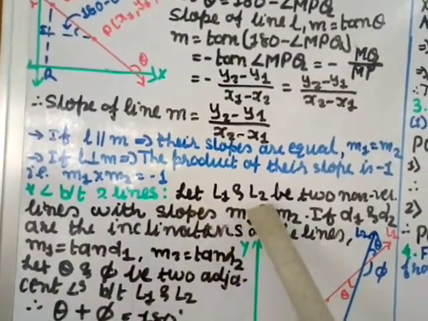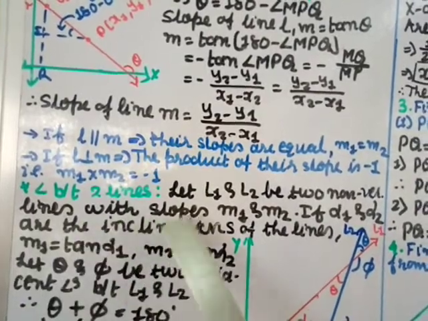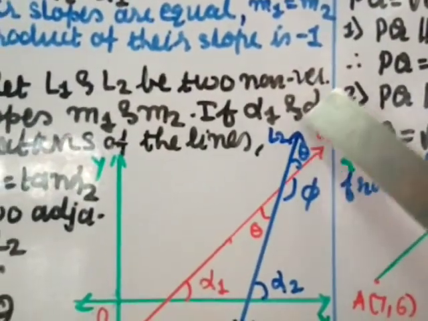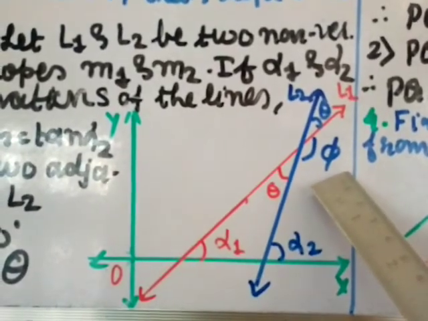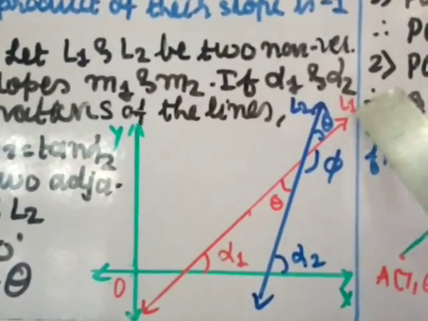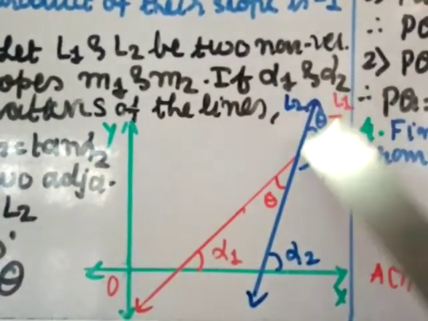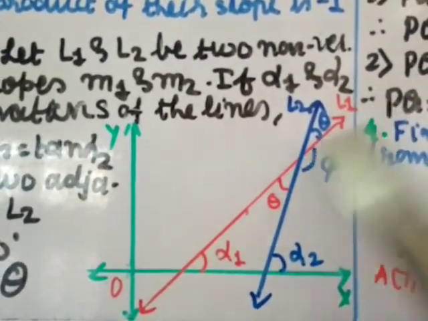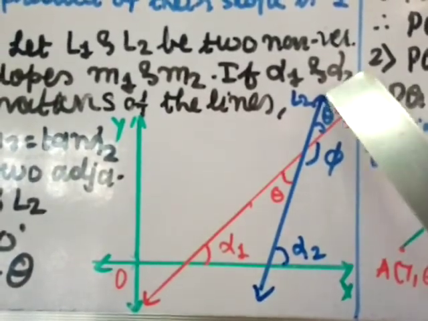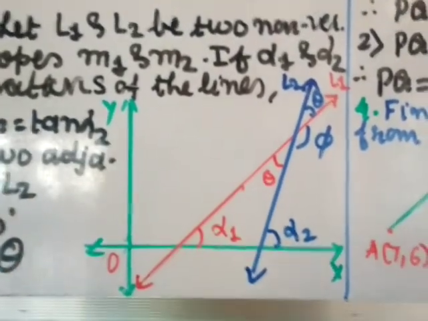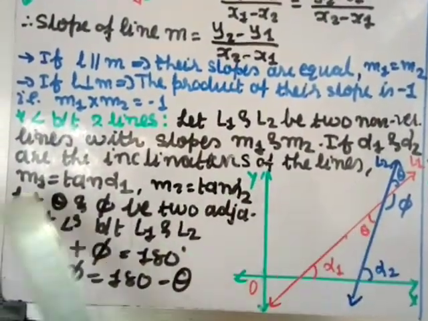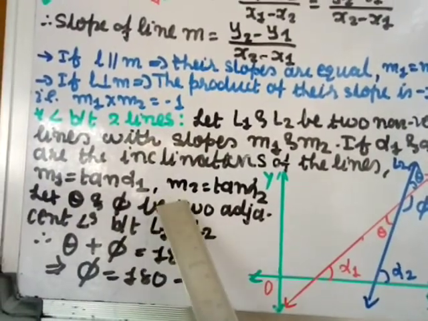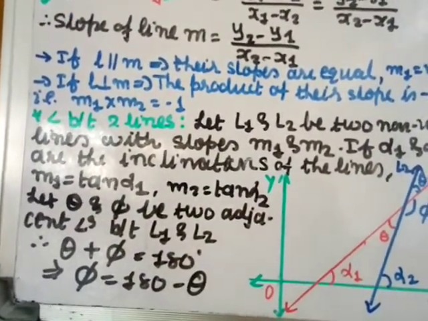Now next is angle between two lines. So let L1 and L2 be two non-vertical lines with slopes m1 and m2. Now here, this is line L1, this is line L2, and the angle between them is theta and phi. The slope of line L1 we are taking as m1 and L2 as m2. The inclination of L1 is alpha 1 and inclination of L2 is alpha 2, that is with the positive x-axis. If alpha 1 and alpha 2 are the inclinations of the lines, then m1 is equal to tan alpha 1 and m2 is equal to tan alpha 2. This is by definition the slope of the line.